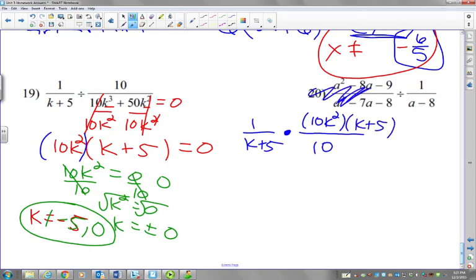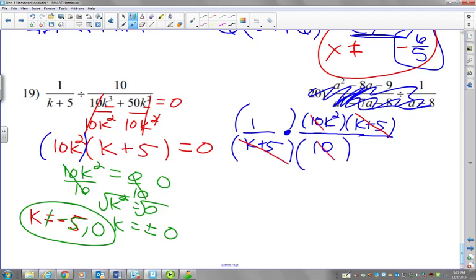I'm just working on number 19 right now. Don't want to confuse you there. Okay, so because they're multiplied, that means they're all together with parentheses. We can see what cancels. So yeah, it looks like the k plus 5 divided by k plus 5 is just 1. And then 10 divided by 10 is just 1.